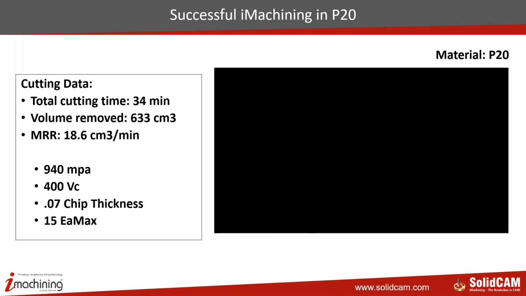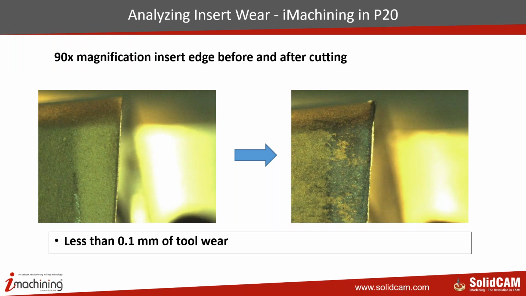Success, and we were able to machine the pocket completely using only one set of inserts. Again, let's review the tool wear, this time before and after cutting on the P20 tool steel. We can see less than 0.1 millimeter of wear after the cutting.